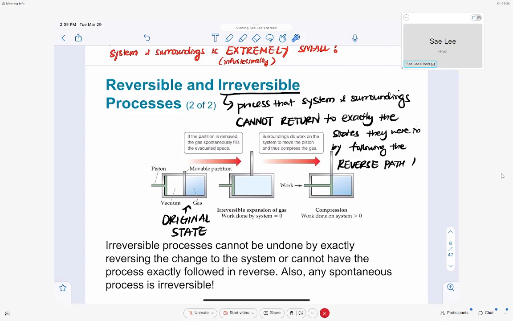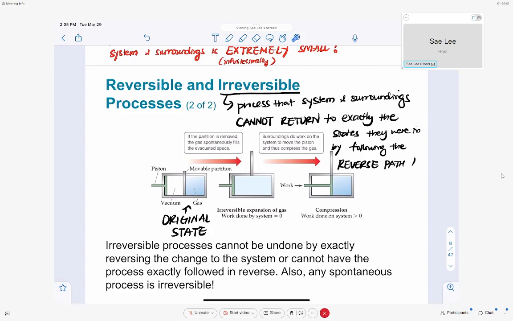Okay, since going back to the original state requires work, the same path doesn't work. This path required 0 work. But you can't go back to the original state by following the reverse path. The reverse path is 0 work, but with 0 work, you can never go back to the original state. So therefore, this process is considered irreversible.